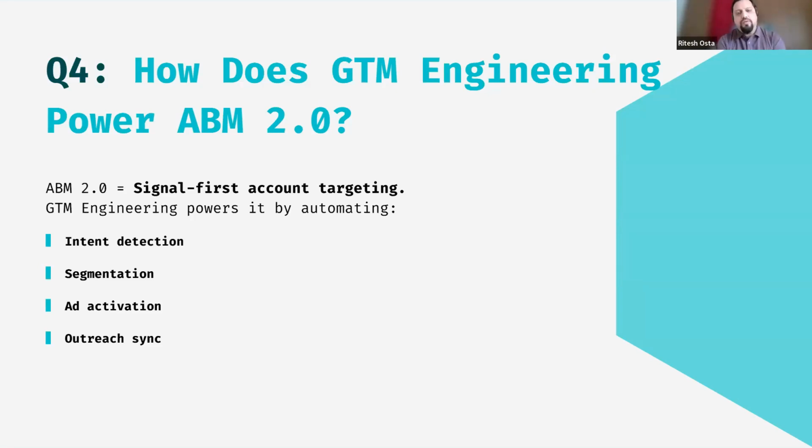And we have come up with a term called ABM 2.0, where we talk about how GTM engineering is going to change the dynamics when it comes to ABM. So ABM 2.0 is signal-first account targeting, right? So instead of just taking the top 100 accounts and sending emails to every one of them, why not we track the signals?